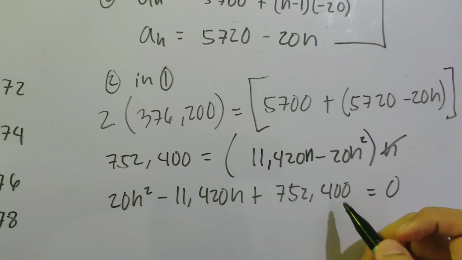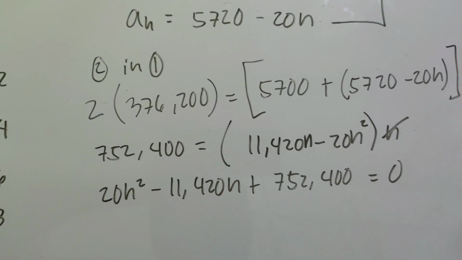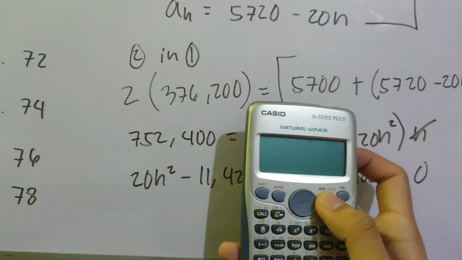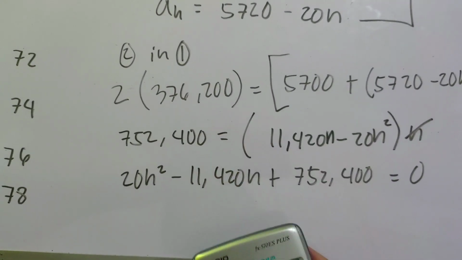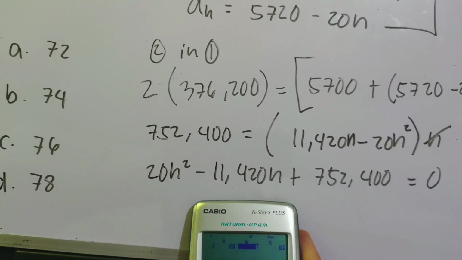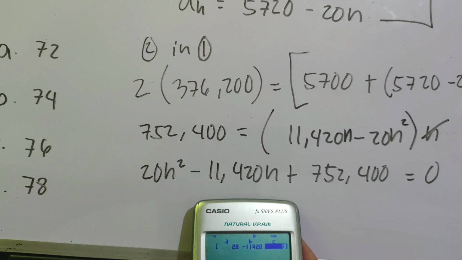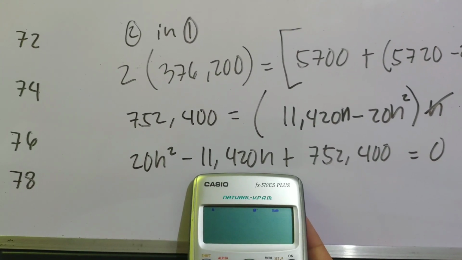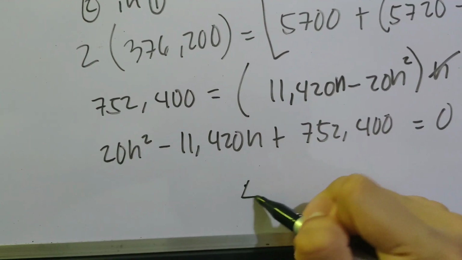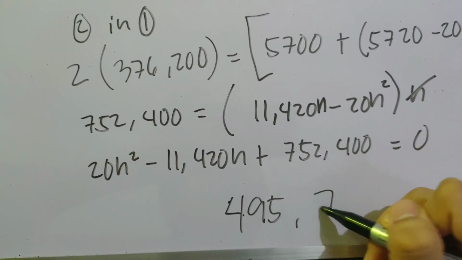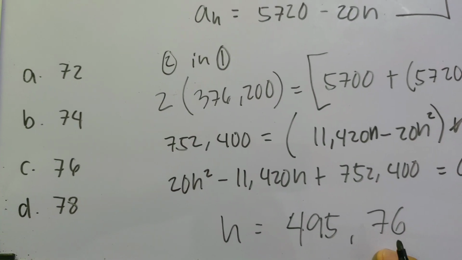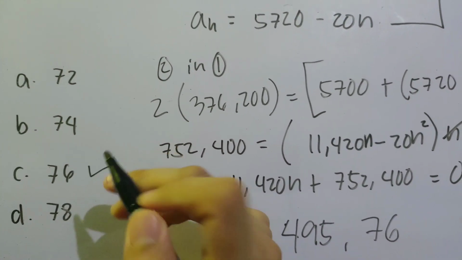Ngayon, meron tayong quadratic equation. Masasolve natin to gamit yung function ng calculator na quadratic equation. So, gagamitin ulit natin yung mode 5-3. Yung A natin ay 20. Yung B ay negative 11,420. At yung C natin ay 752,400. So yung X1 natin ay 495, X2 ay 76. So 495 at 76. Ito yung values ng N natin. At based dun sa choices, ang meron lang tayo ay yung 76, which is letter C. So letter C ang tamang sagot.